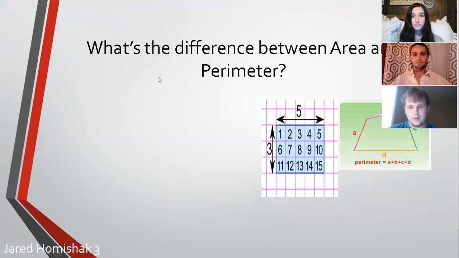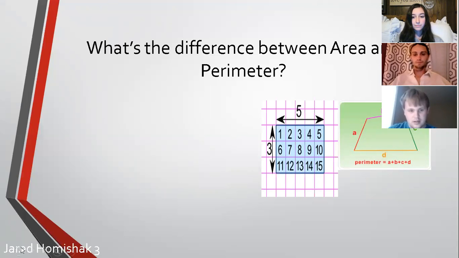Now, perimeter just simply accounts for the 4 sides of your figure. So you're not counting what's inside, but what's outside of the figure. In this case, you just add up the lengths of each individual side, such as here with our big rhombus. You just add up lengths A, B, C, and D to find the perimeter.